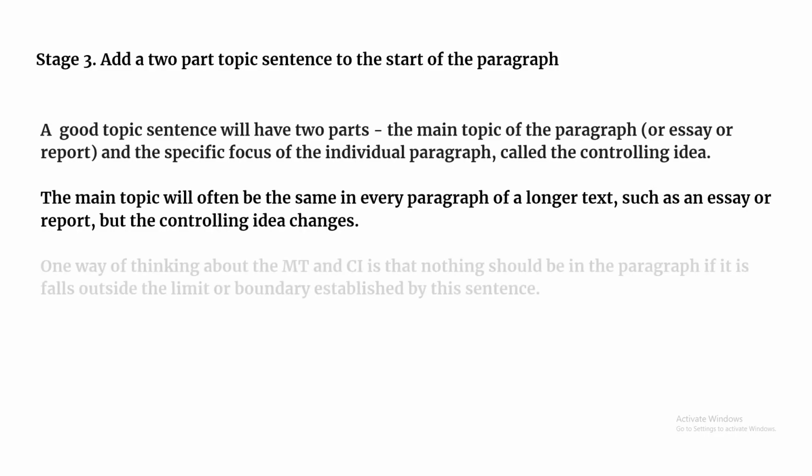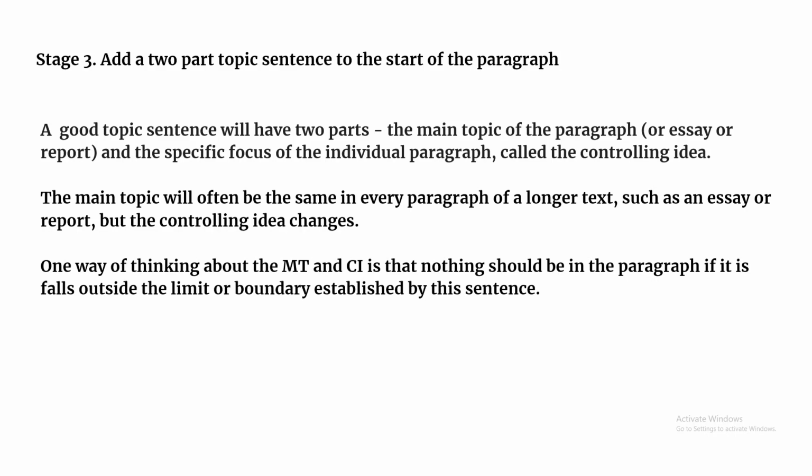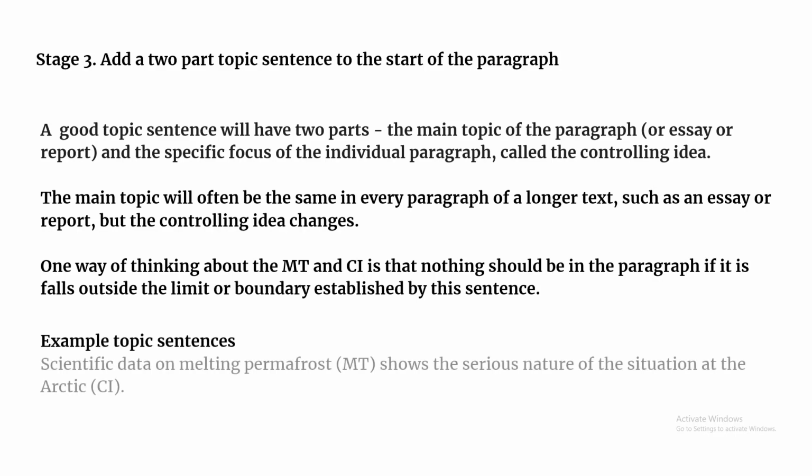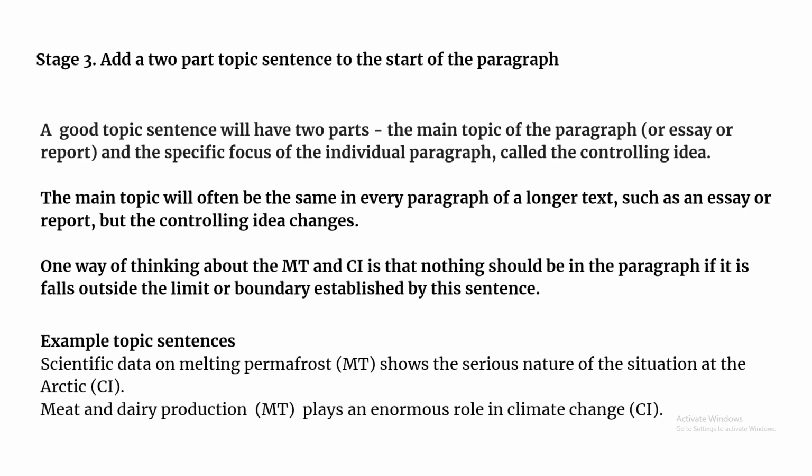So I've got some example sentences here. One way of thinking about the main topic and controlling idea is that nothing should be in the paragraph if it falls outside the limit or the boundary that the topic sentence establishes. So this is exactly what I said before. It's the most general sentence. Nothing should be in the paragraph if it is not about that same topic. So now we're ready to look at our example sentences. MT is the main topic and CI is the controlling idea.